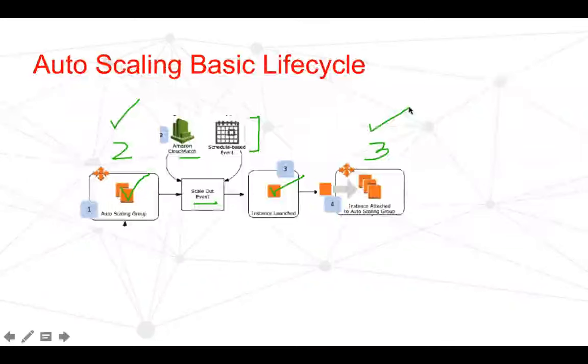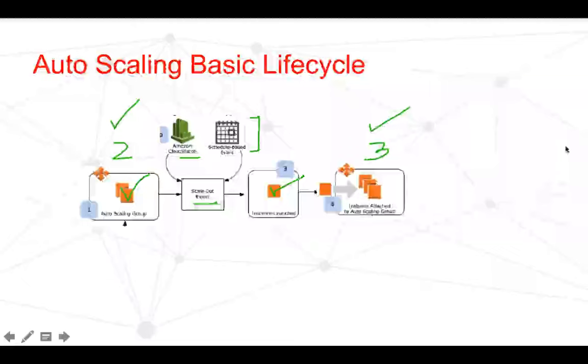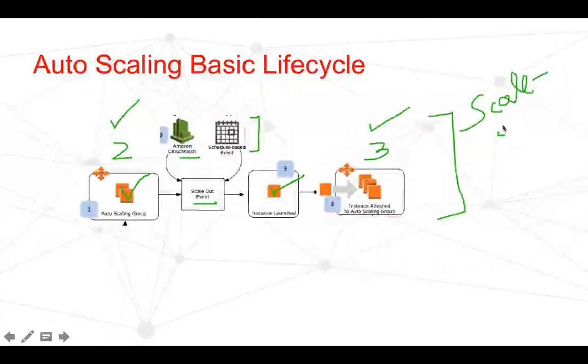Right? So now from two I have three instances. So this is the first part of the story. This means that I'm accomplishing a scale-out event to increase my number of instances to cater to my requirement.